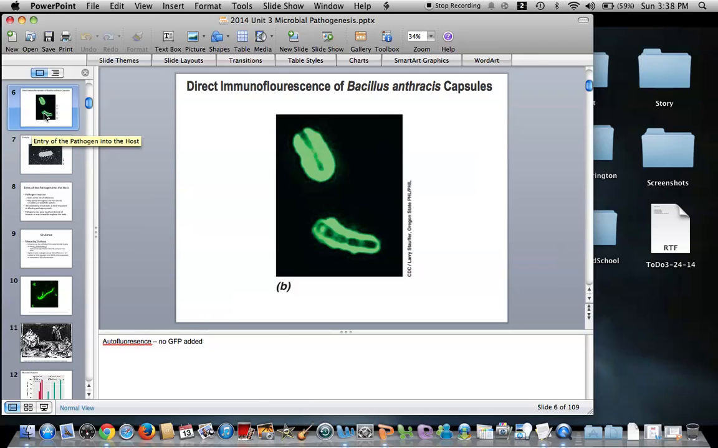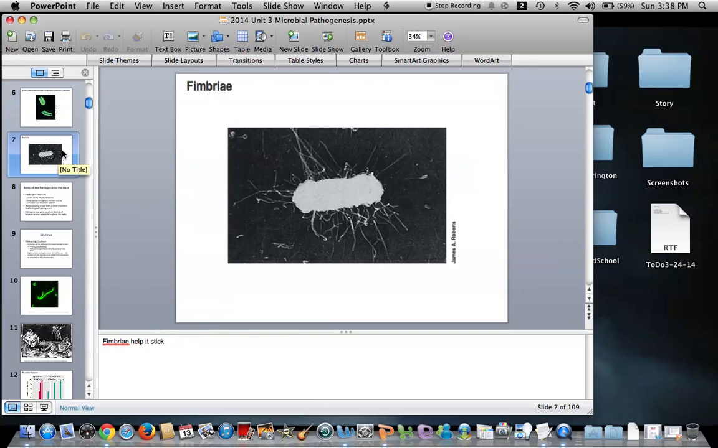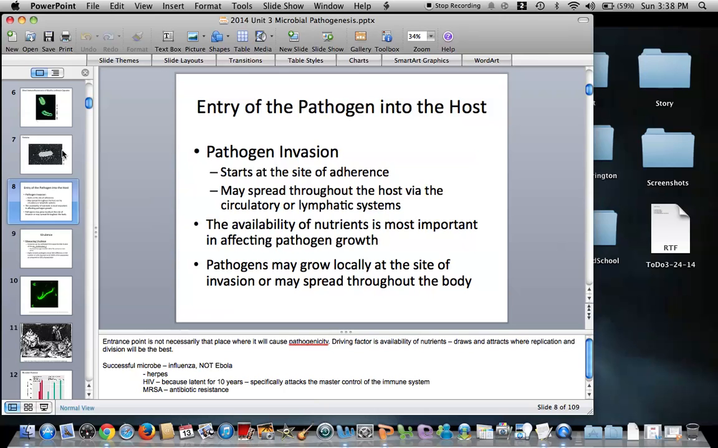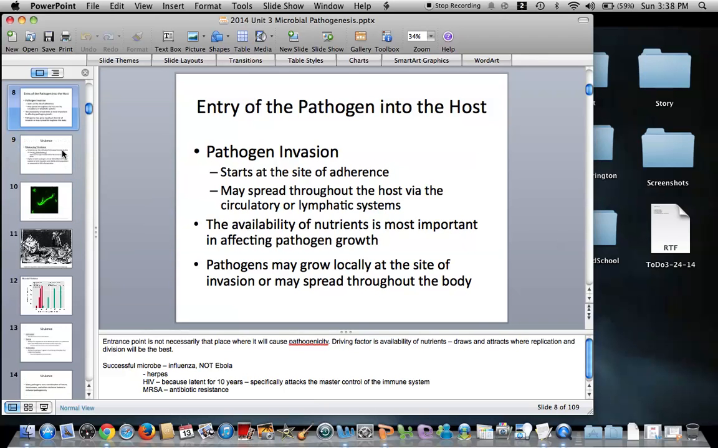Direct immunofluorescence, so some things fluoresce. Not sure what the purpose of including this is. Those are fimbriae. Alright, so actual entry into the host.